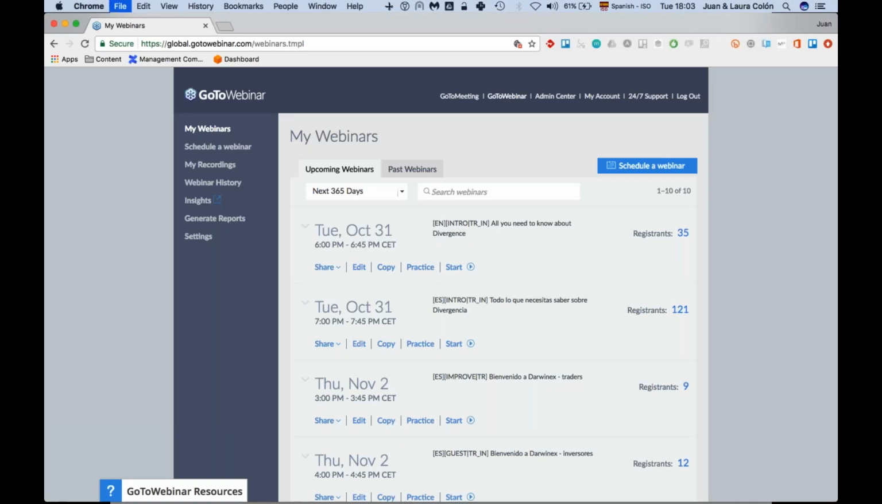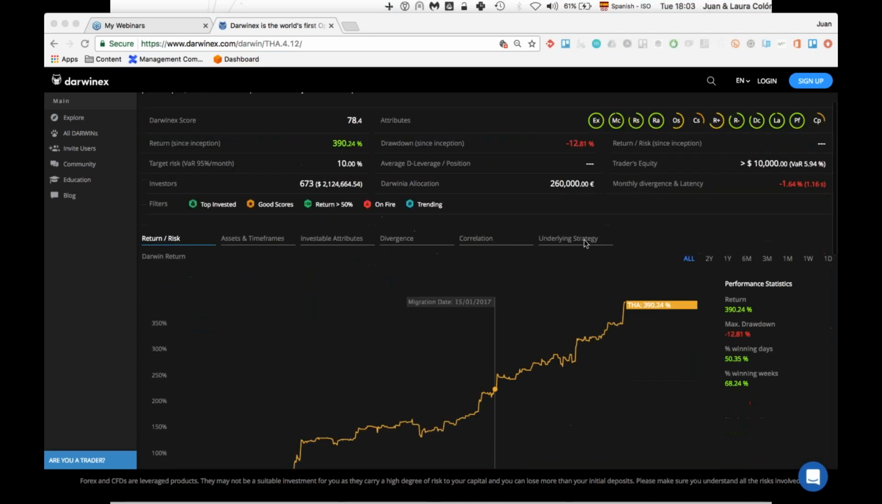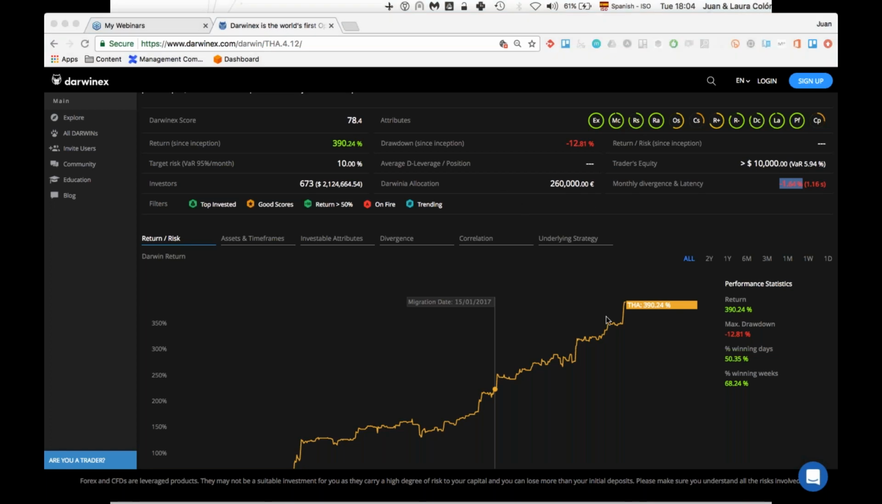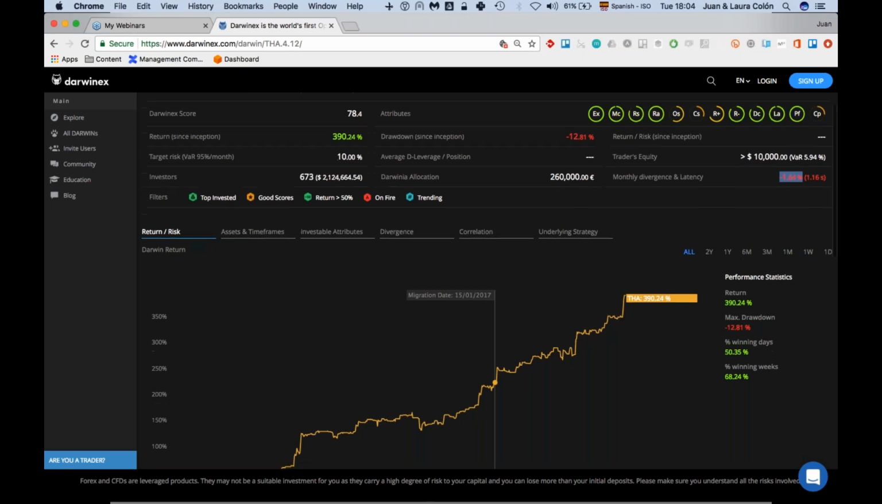So let's go back to DARWINx and see the real thing. Meanwhile, feel free to ask any questions as they come up. Okay, so here you can see the monthly divergence and latency estimate. The forward-looking estimate of the divergence is minus 1.64. This means that an investor investing today for the next month in THA is projected to earn whatever THA has experienced on the base Darwin code, which you would see here, minus 1.64%.